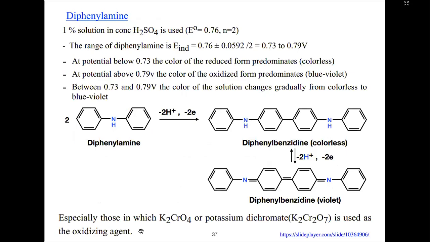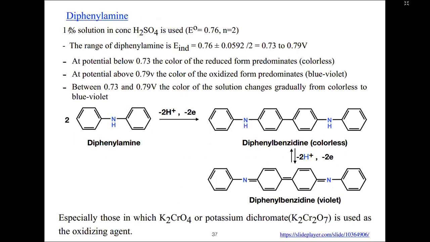Now let's go into the specific example of some of the indicators. This is diphenylamine, the redox indicator. Whenever we say an indicator, we need to know their E naught value, their N value, their working range, their color in the reduced form and in the oxidized form, and the mechanism, how they work. What is the reduced form and what is the oxidized form of the indicator, the structure.